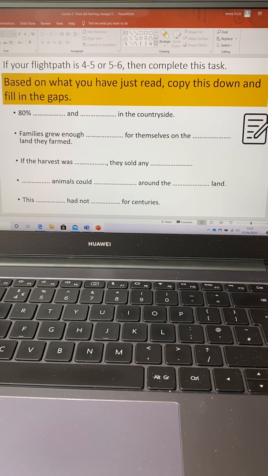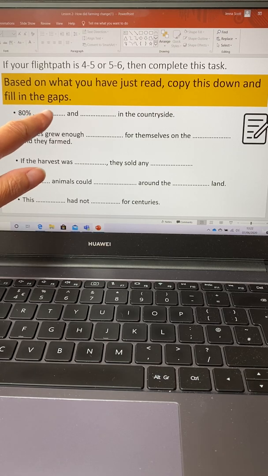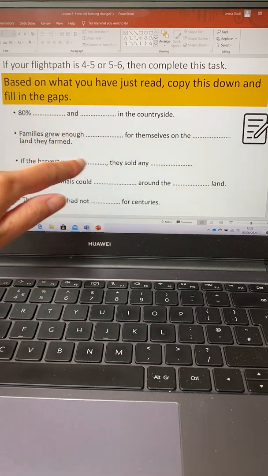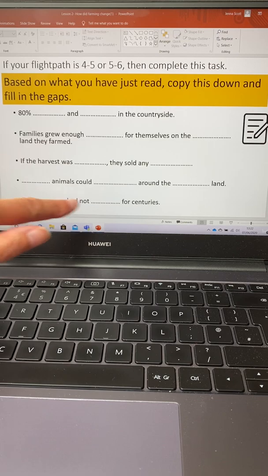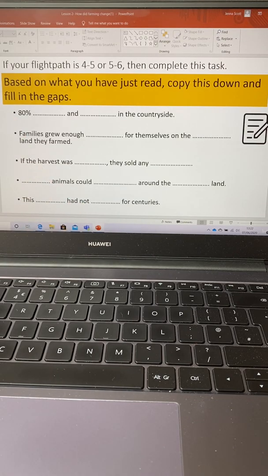If you are a 4 to a 5 or a 5 to a 6, okay, again, you've got some bullet points, but this time there are some words missing. Right, don't forget that slide that you read through will have all the information that you need. Again, can you make sure that you self-assess? There is a slide to help you.